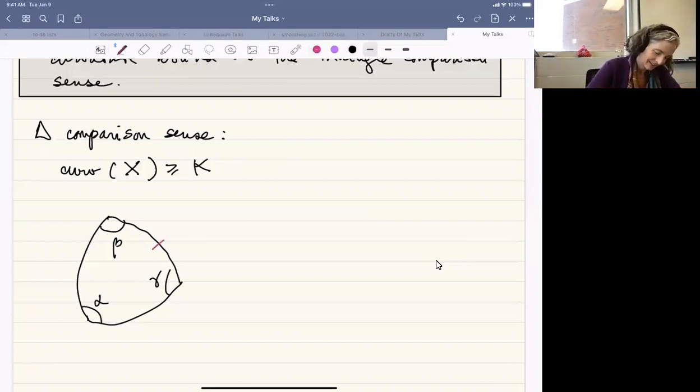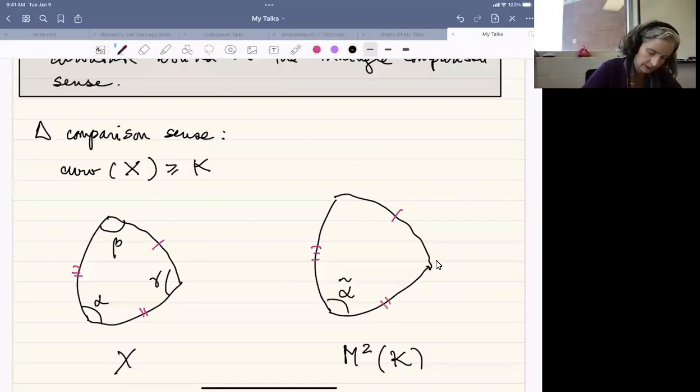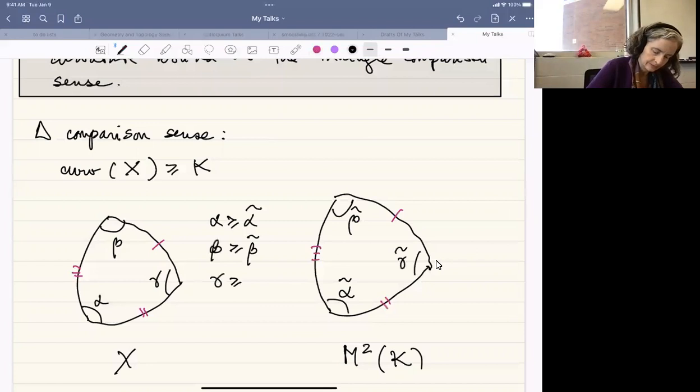lengths set up as follows. This is in X. And then I look at the model space in 2 dimensions of constant curvature kappa. And then there we have a triangle, again, with the same side lengths, and comparison angles alpha tilde, beta tilde, and gamma tilde. And then the condition we impose is that alpha has to be bigger than or equal to alpha tilde, same for beta and for gamma. Okay, so this is just standard.